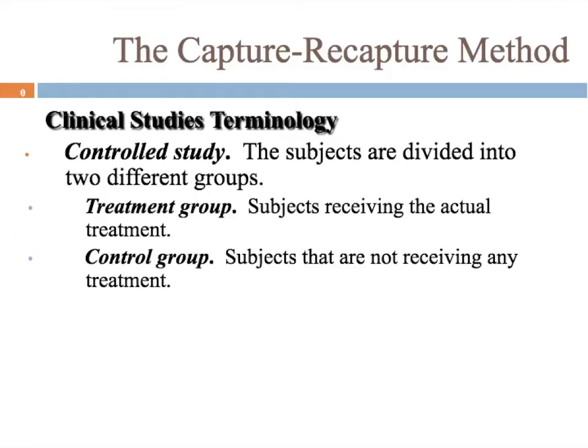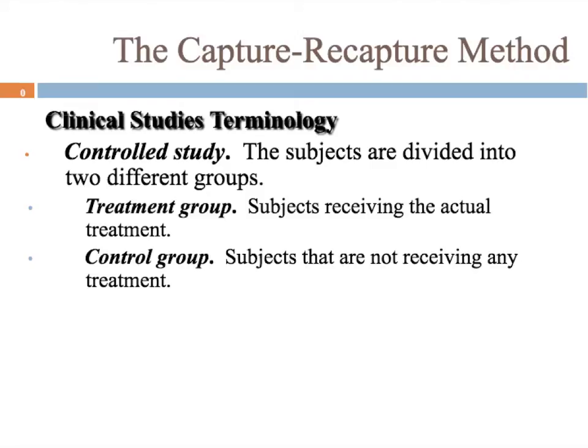So in a controlled study, the subjects are usually divided into two different groups. So we have the treatment group, where subjects are actually receiving the treatment, and the control group that are not receiving any treatment. And depending on the study, sometimes the groups may or may not know, or sometimes the subjects may or may not know which group they're actually in.